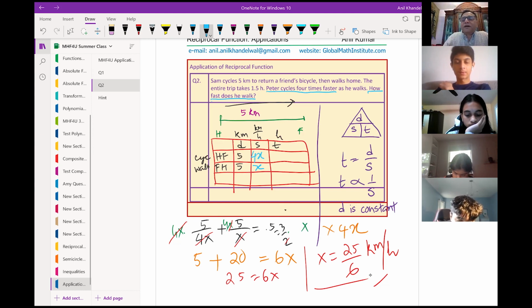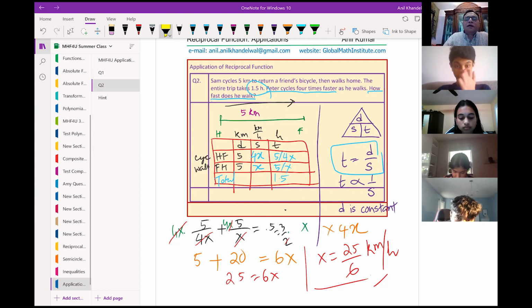What is the time to reach the friend's house? Time is distance divided by speed, correct? So 5 over 4x. And for the second one, 5 over x. Total time, we write total here. So total time is how much? Given to us, 1.5. So we get our equation equating these things: 5 over 4x plus 5 over x is equal to 1.5, which is 3 over 2.